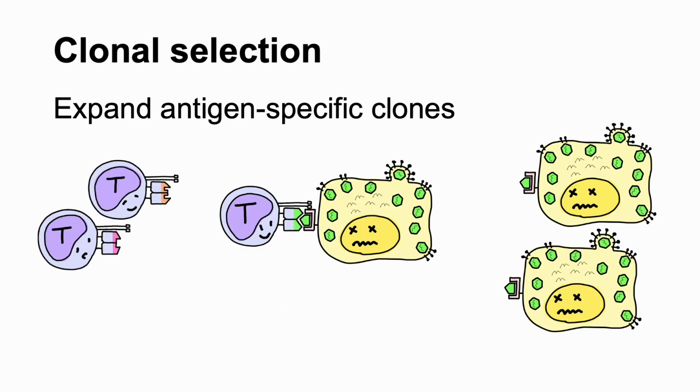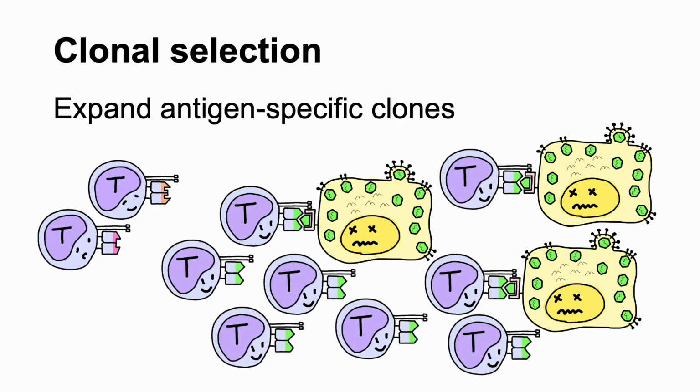Once a lymphocyte encounters its specific antigen, only those matching cells are activated and expand into many identical clones. This amplification enables a strong targeted immune response.